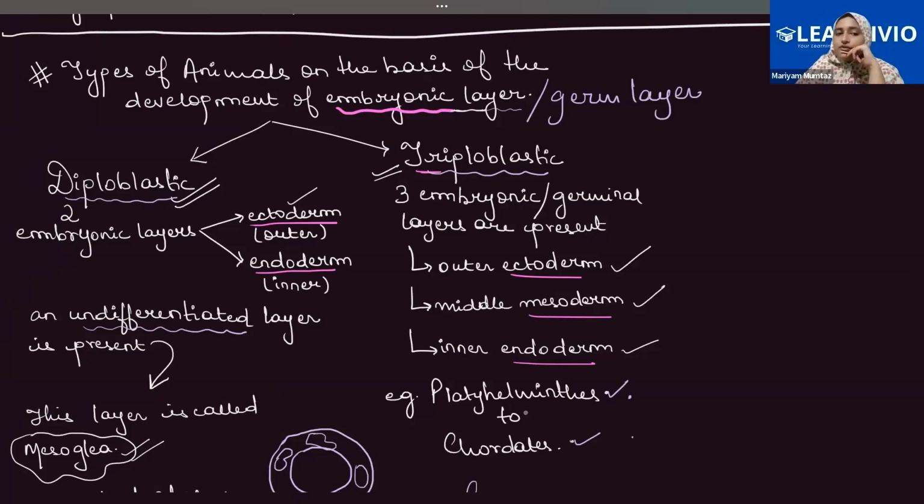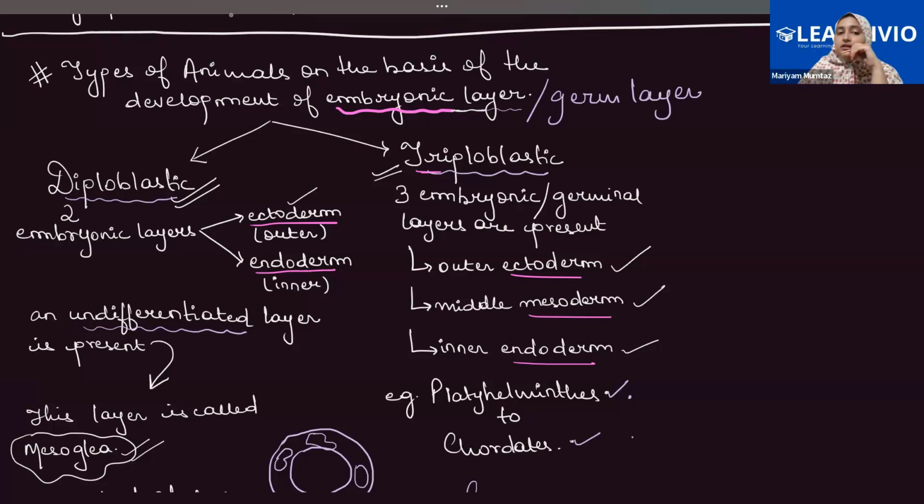Now all those organisms have an embryonic layer that has been divided in such a way that there is an outer layer, a middle layer, and then an inner layer. So in general, the total number of embryonic layers is three. The outer is the ectoderm, because ecto means outside. Then the innermost is the endoderm, and in the middle there is the mesoderm.